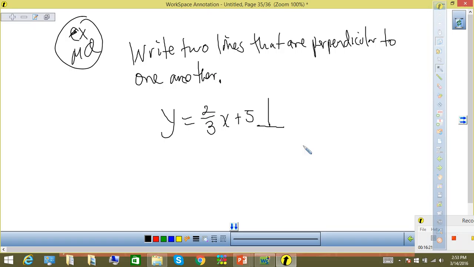So, a line that's perpendicular to that one, check this out, is y equals -3/2 x minus or plus 1. Okay, turn to your neighbor, let them know why this one is perpendicular to that one. Reciprocal inverse.